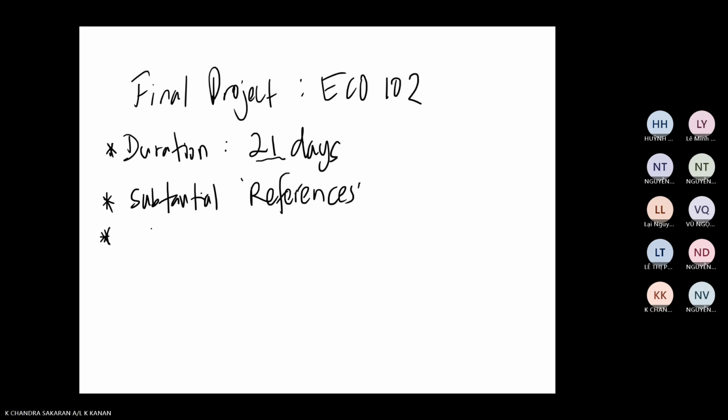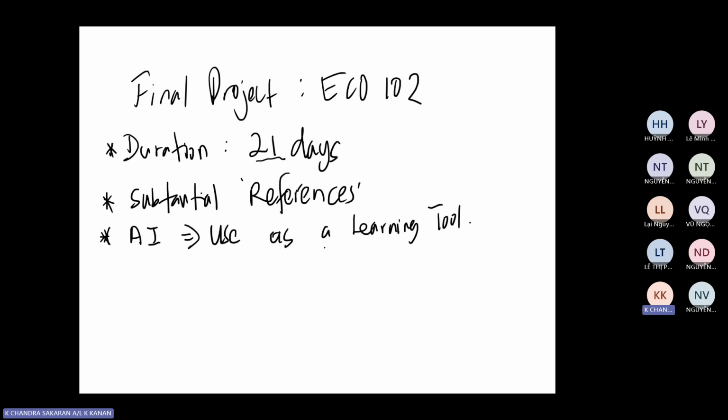Number 3, AI tool. You must use AI only as a learning tool, not for generating answers. You cannot use it to generate your answer. If you do that, your AI index will be very high, and if your AI index is very high, you will score a very, very low mark, or you may even fail. So that is very important. You must bear this in mind.